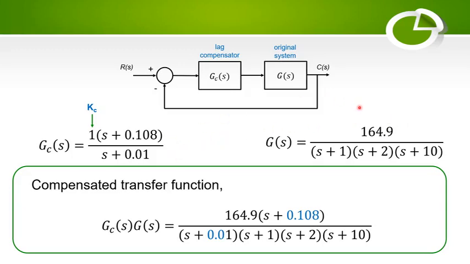Finally, I draw this just to show you that the compensator is designed to be in cascade with the original system. We have the original system where the transfer function is this, and then this is our lag compensator that we just designed, where the Zc is at minus 0.108 and the Pc is at minus 0.01. So the compensated transfer function is Gc(s) times G(s).